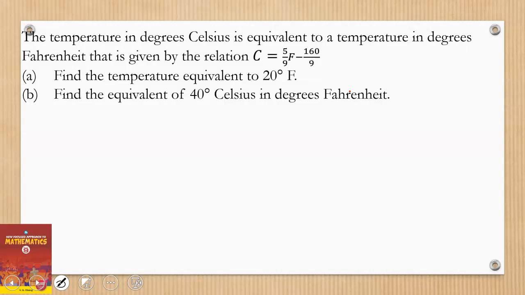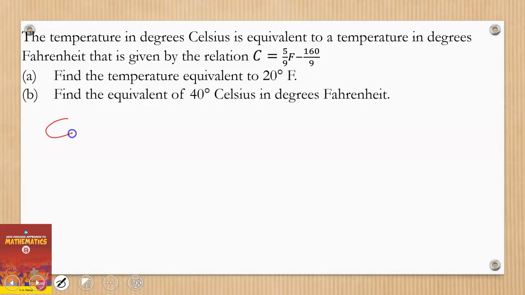Let's have this question here. The temperature in degrees Celsius is equivalent to a temperature in degrees Fahrenheit, given by the relation C, which is the degrees Celsius, equals 5/9 F minus 160/9. What it means is that if you want to convert between degrees Celsius and degrees Fahrenheit, you can use the relation to do that. Now, the first question says we should find the temperature equivalent to 20 degrees Fahrenheit.